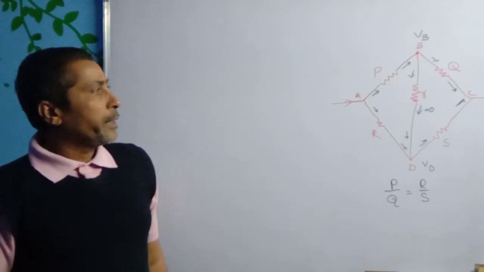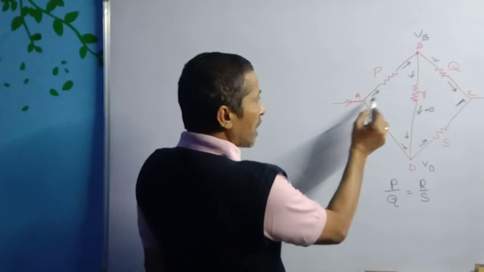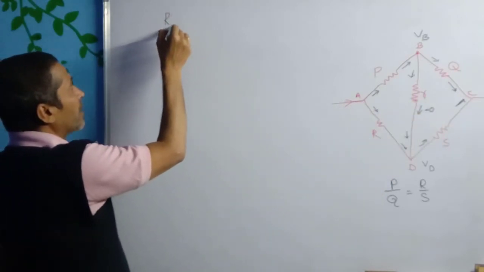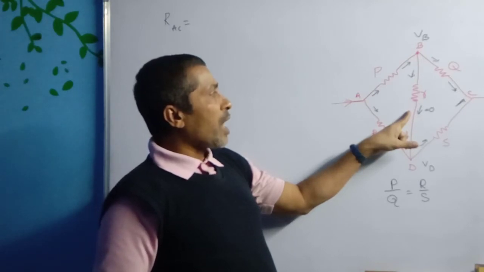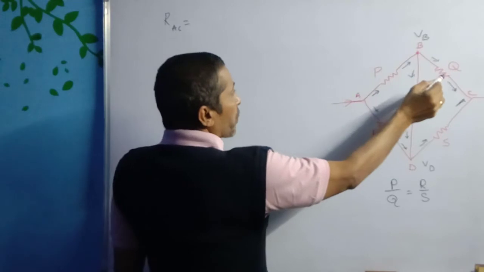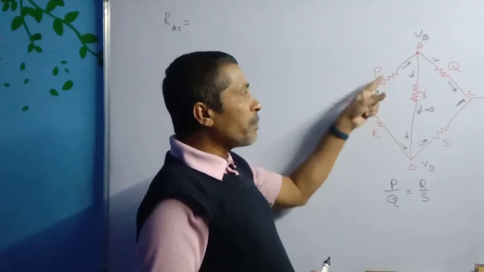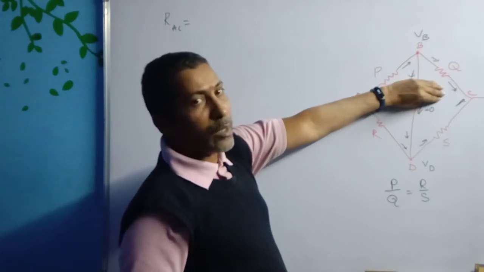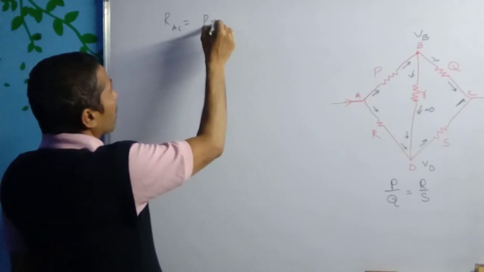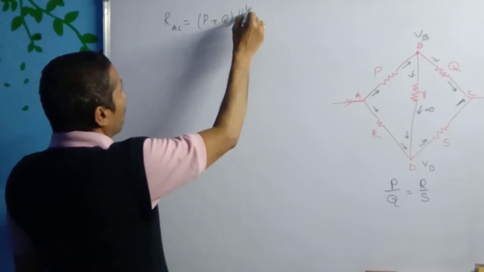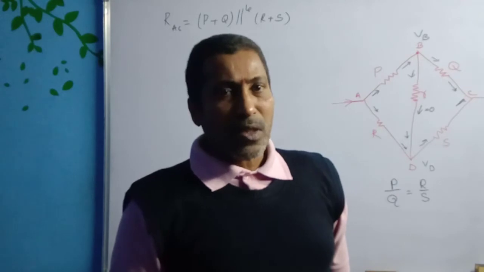So we can simply write the equivalent resistance of the Wheatstone bridge when it is balanced, between the junctions A and C. R_AC is equal to, because no current is passing through the small resistance r, P and Q are in series, R and S are in series, and both are in parallel together, while r is omitted from the circuit because there is no current passing through it. Therefore, the equivalent resistance is nothing but P plus Q in parallel combination with R plus S. This is the formula for a balanced Wheatstone bridge circuit.